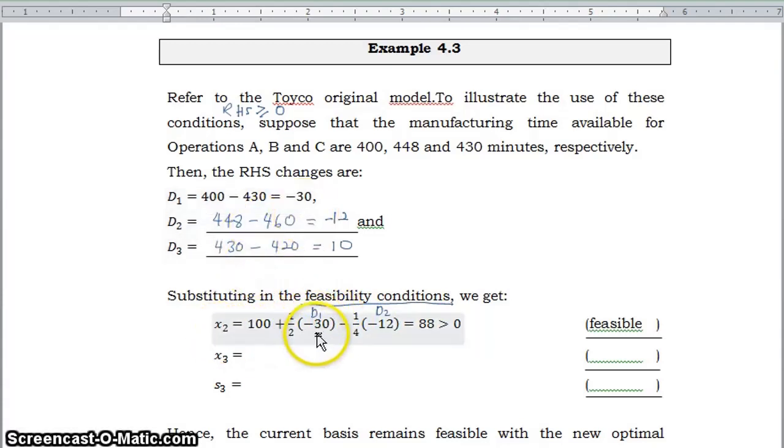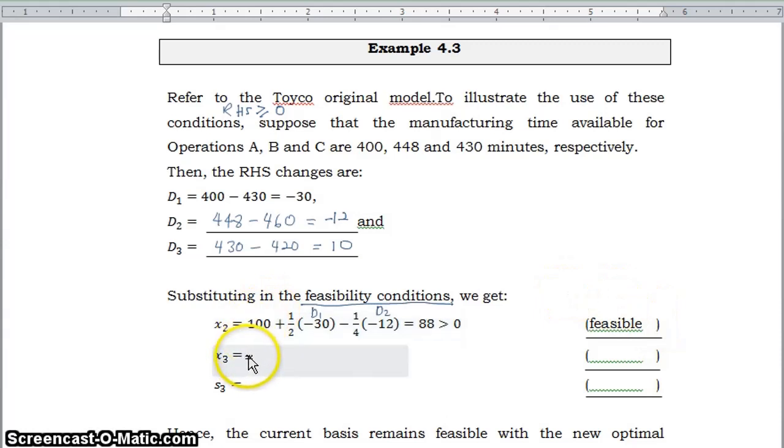Now we substitute D1 into this equation. D1 is negative 30 and D2 is negative 12. We calculate and get 88. This is a positive number, which means X2 is equal to 88, and still, the current solution remains feasible.